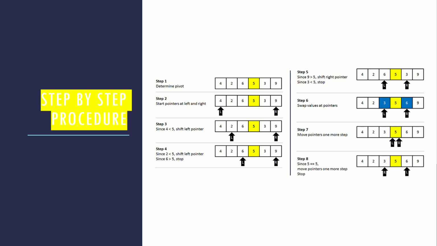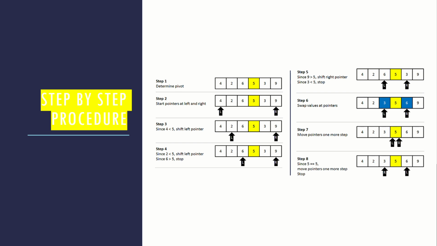Next step, after we determine the pivot value, is to start the pointers at the left and right. So we now put the iterators from the left and to the right. The iterator from the left is the value 4, and the right iterator is the value 9. After we put the iterators, we proceed to step 3.